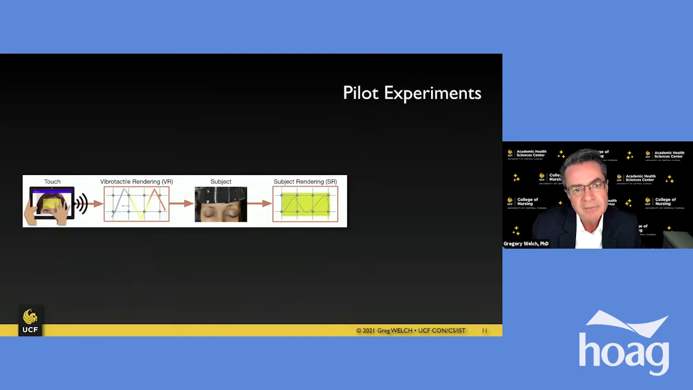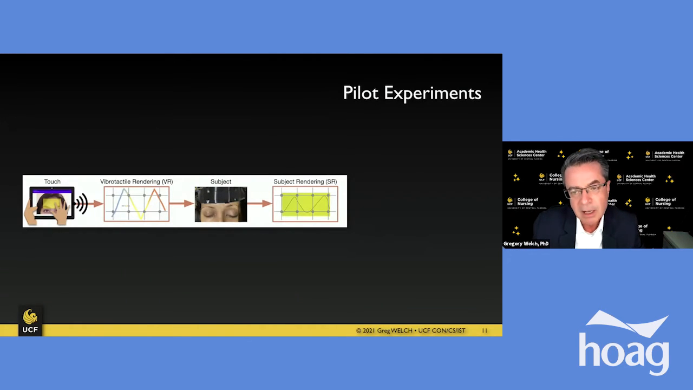You see here, we have a vibrotactile rendering. That first triangular plot there, that sawtooth plot, is what we sent to the headband, to the subject that she's wearing there. And on the right, the subject rendering is what she sketched out on a piece of paper to illustrate to us what she thought she felt on her forehead.